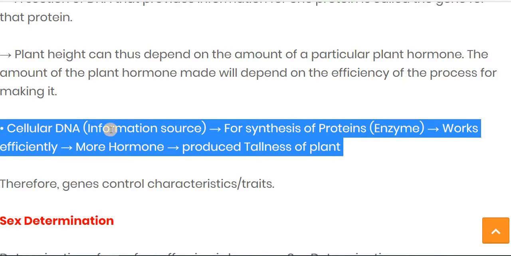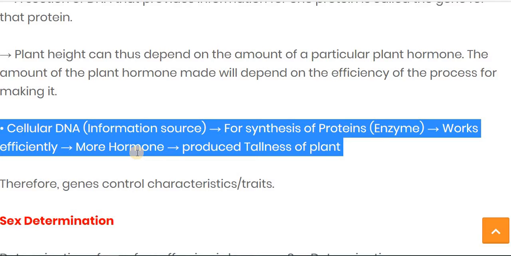So the cellular DNA is an informational source which is responsible for the synthesis of proteins, and from that the enzymes and hormones are made, and they work efficiently. If they work more efficiently, then more hormone will be secreted.